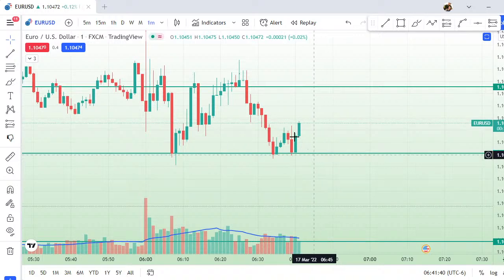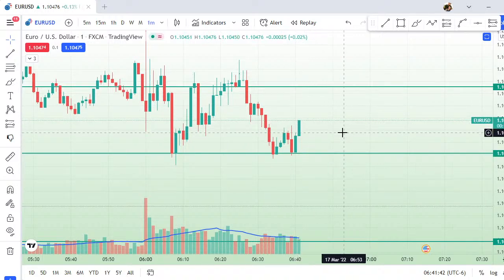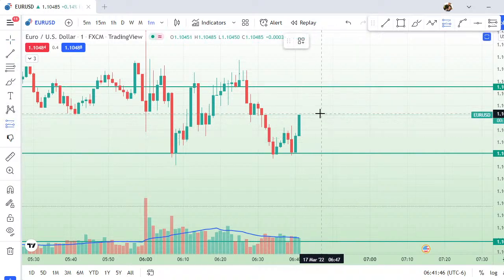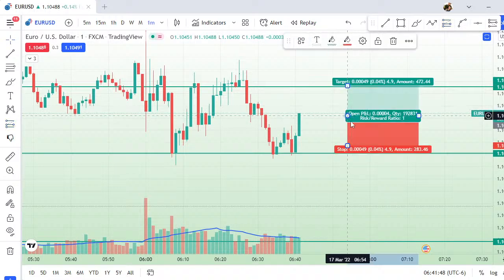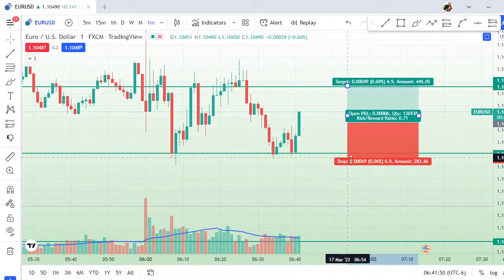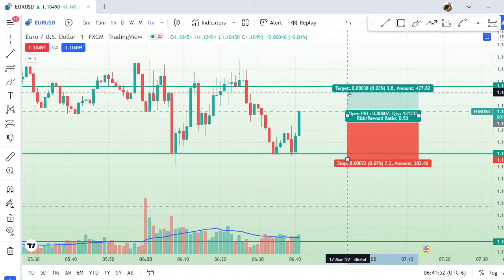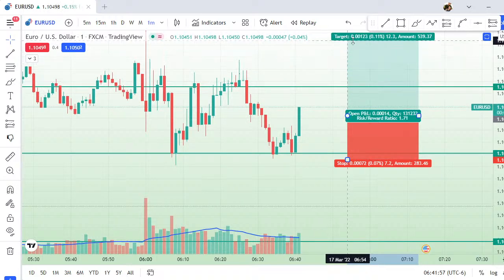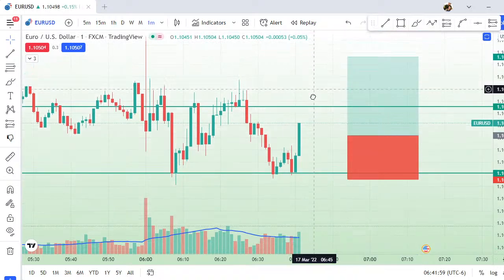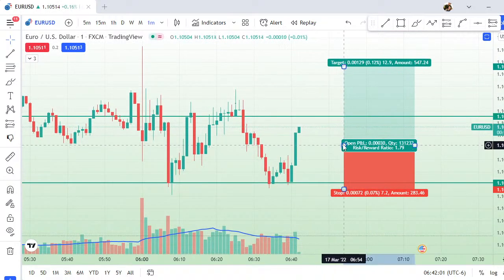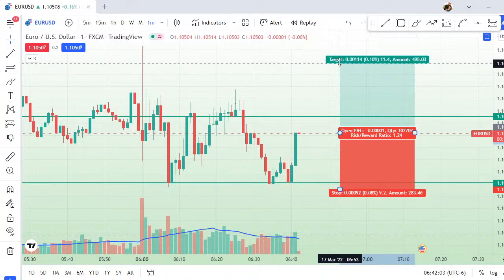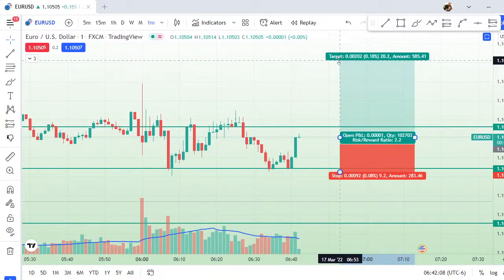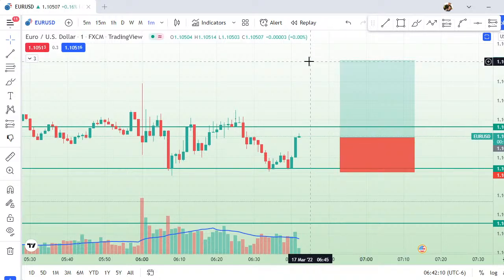Now, would I buy in this area if you ask me again? No. Why? The resistance is here, so what will be my risk reward? If I buy here, my stop loss will be here and my target is here, which means it's not even 1. I have to go for at least 1 to 2. This is the minimum target I have to go for.